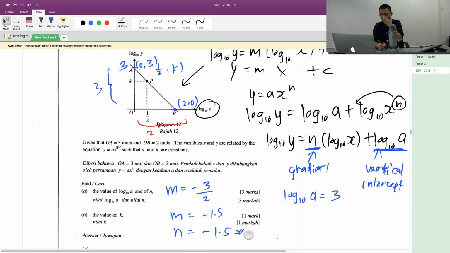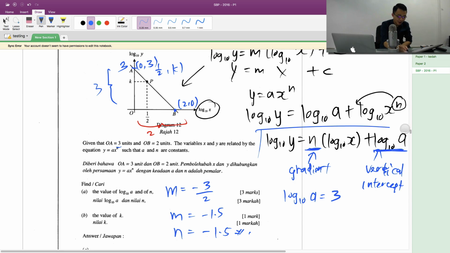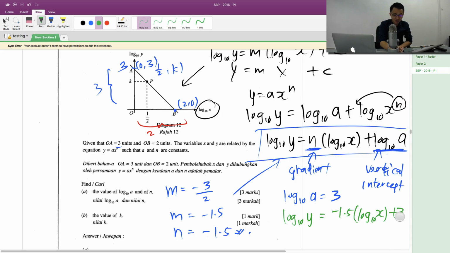Alright, so after we got both of these, what I will do is substitute everything into the equation I have here. So therefore, what I get over here is log 10y equals the gradient, negative 1.5, log 10x, plus your vertical intercept, which is 3, plus 3.